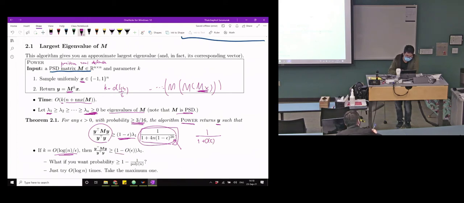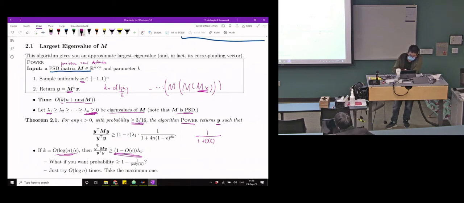And you will get, basically, it doesn't matter. You just get 1 minus O of epsilon instead. So this is what we are going to prove.